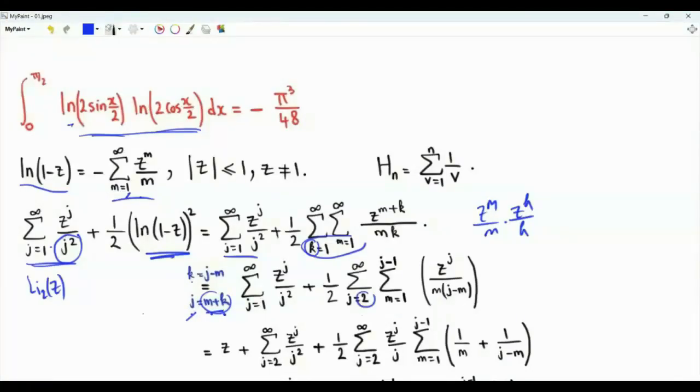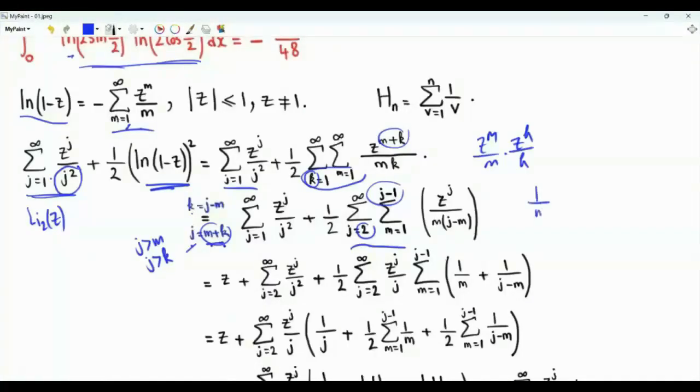j is the sum of the two indices, so j is strictly greater than m and j is strictly greater than k. Our new double sum has the index j from 2 to infinity and the index m from 1 to j minus 1. The summand itself becomes z to the j divided by m times j minus m. 1 over m plus 1 over j minus m is equal to m times j minus m in the denominator. In the numerator, we have j minus m plus m. This is j divided by m times j minus m.